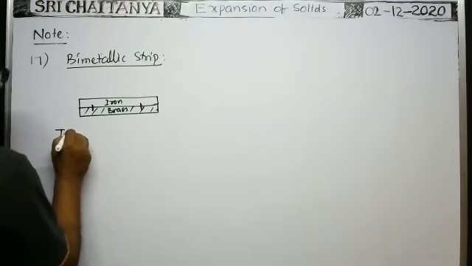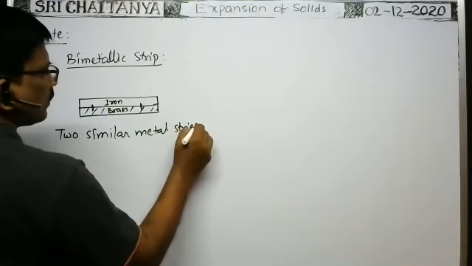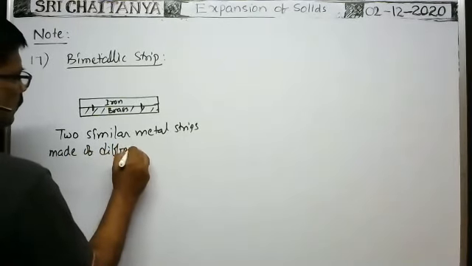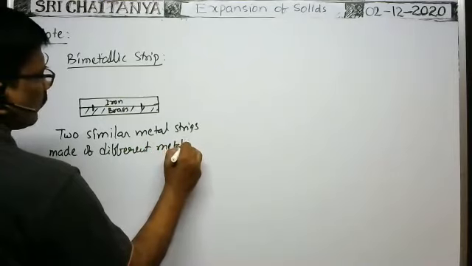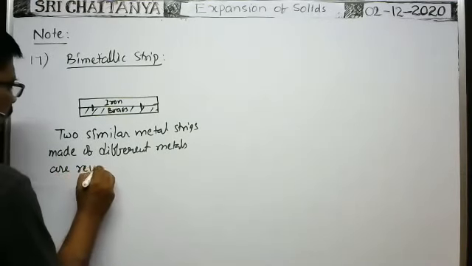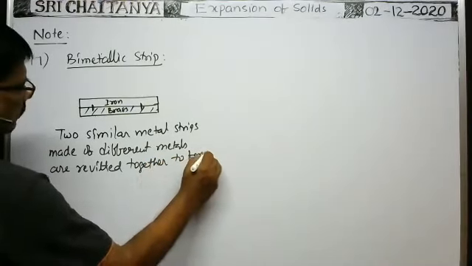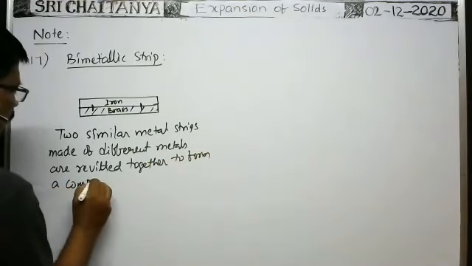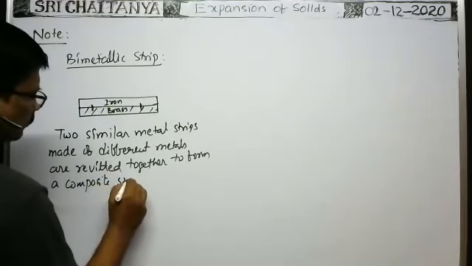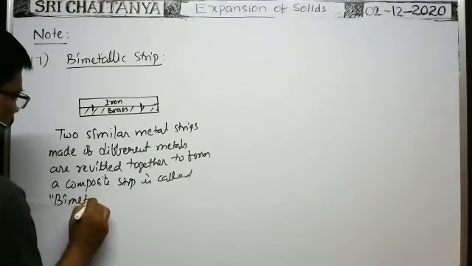So, two similar metal strips made of different metals are riveted together to form a composite strip. It is a single strip. When riveted together, both become a single strip. The composite strip is called a bimetallic strip.